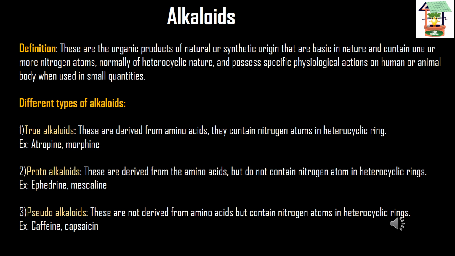Coming to the proto-alkaloids, these are derived from amino acids, and they do not contain the nitrogen atom in the heterocyclic ring. Coming to the examples, these are ephedrine and mescaline. And then pseudo-alkaloids, these are not derived from amino acids, but they contain the nitrogen atom in their heterocyclic ring. The examples are caffeine and capsaicin.